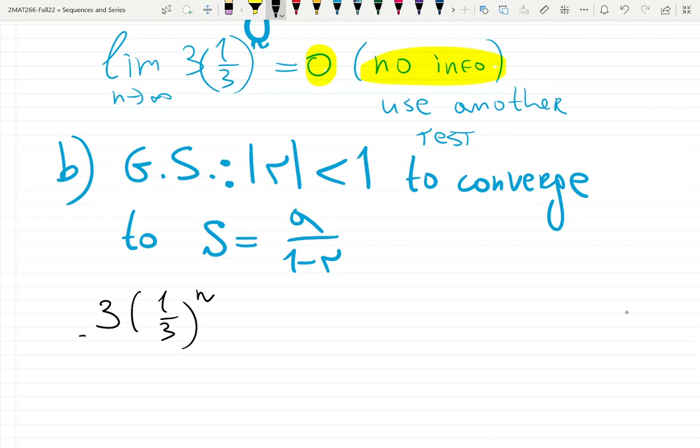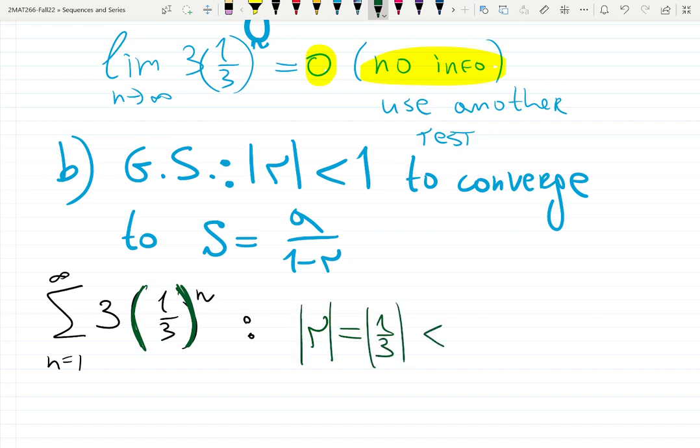Let's write down the sum, n is from 1 to infinity. What is the r here? 1/3. The r is always whatever is inside of this n power. That's the r, because it's r times r times r times r. That's the idea, the common factor. r is 1/3. By absolute value, it is less than 1. We already know it converges. It's good enough. But sometimes it will be asked, convergence to what?